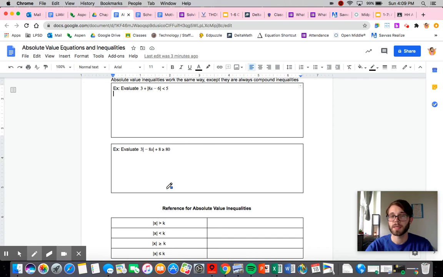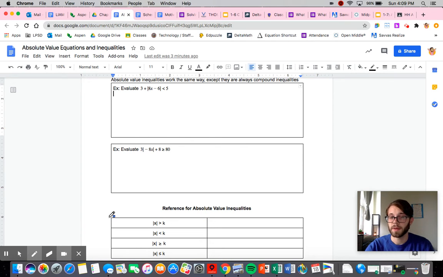Hi everyone, just wanted to take a little bit to talk about absolute value inequalities. And you'll be happy to know that absolute value inequalities are relatively straightforward. The toughest part is remembering which compound inequality you rewrite them as. And as long as you can solve compound inequalities, it shouldn't be anything new.